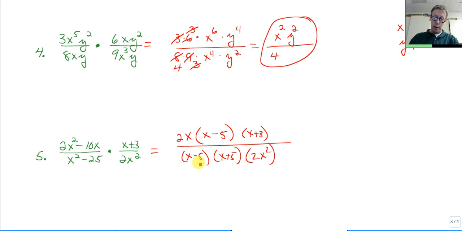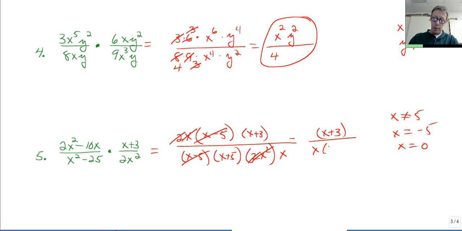So let's find the domain. I cannot have a plus 5 or a minus 5, so x cannot be equal to 5. x can't be equal to negative 5, and this x can't be equal to 0. So I have this 2 and that 2 are common, so those can go. This x would go into that x there, and would just leave me with 1x. This x plus 5 will not be able to have any common factors, so it won't go anywhere, but these x minus 5s would cancel out. So I would end up with x plus 3 all over x times x plus 5.